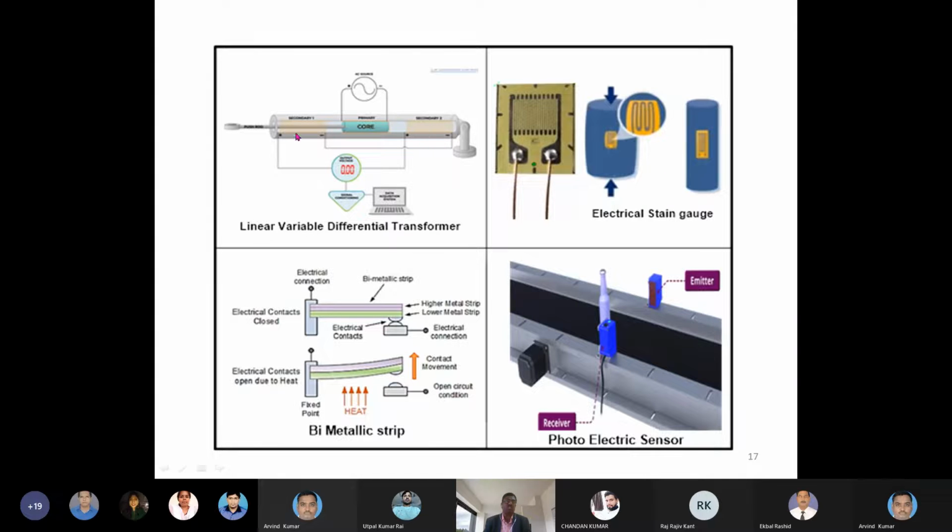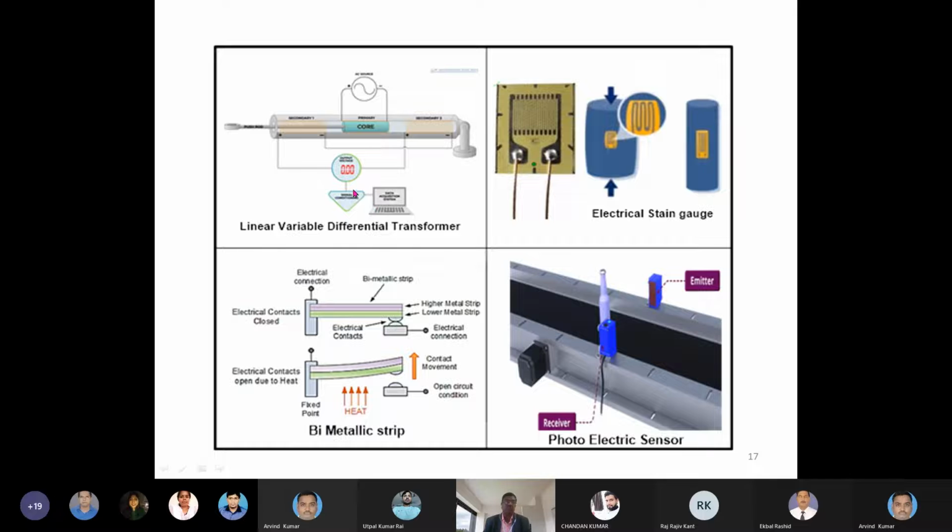When there is no motion and the core is at the center, there are no changes in the output voltages. The output secondary voltages cancel out each other, which identifies that there is no displacement. When the core moves either towards right or left, the voltage becomes maximum with respect to the other secondary voltage, and that gives you the exact linear displacement of the system.